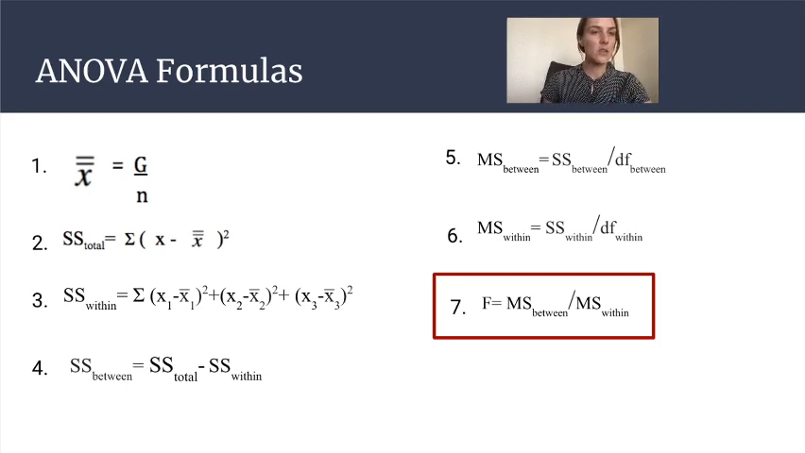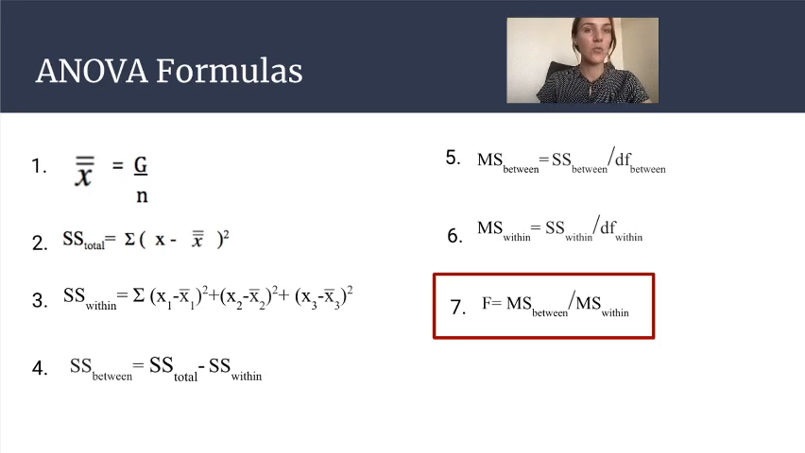Our grand mean is used in the sum of squares total. So to get the total sum of squared deviation scores for the entire set of data we're working with, we'll be taking each individual score and subtracting the grand mean, squaring it and summing it. All right, so very much like what we did for variance some time ago.